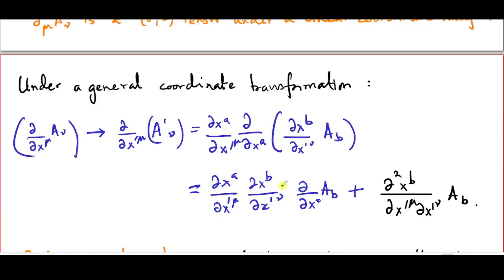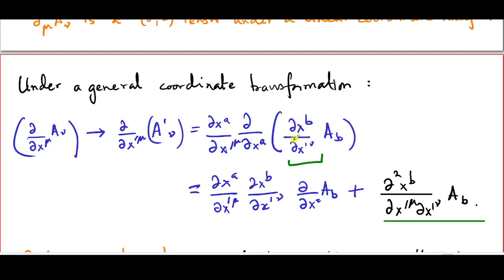But now comes the big difference. Unlike in the case of the linear transformation, this factor is not independent of x's. And what that means is when you carry out this derivative, you cannot just pull out this term. You end up with two terms, one in which this term gets pulled out and the derivative acts on A_b, which is what we had for linear transformations as well. But for general coordinate transformations, we have this additional term where ∂/∂x^a acts on ∂x^b/∂x'^ν.